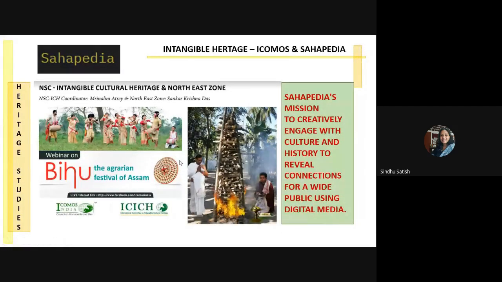What is it doing now? They are conducting a lot of things in that forum. And recently they conducted a convention where they were trying to propose Bihu, a traditional dance from Assam, which is a national festival of Assam, for intangible world heritage recognition. So they were working on that.